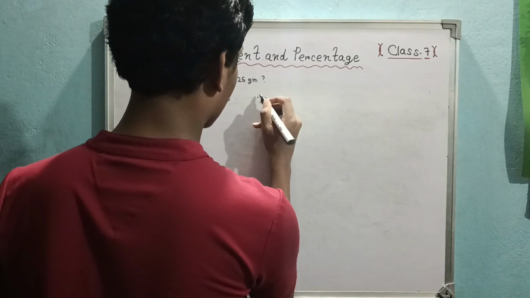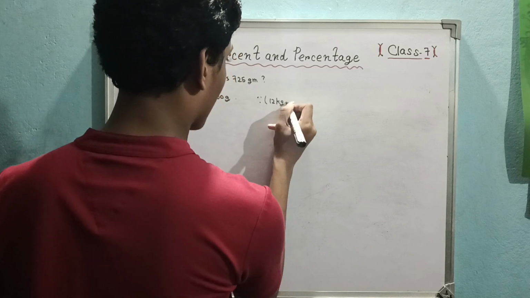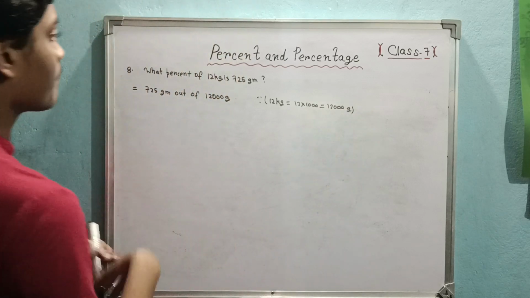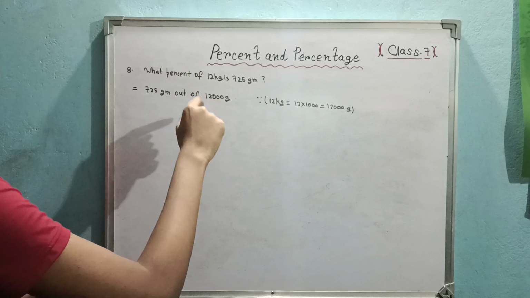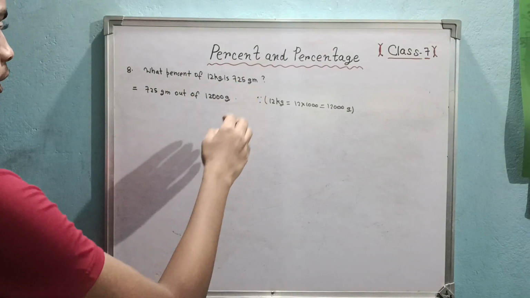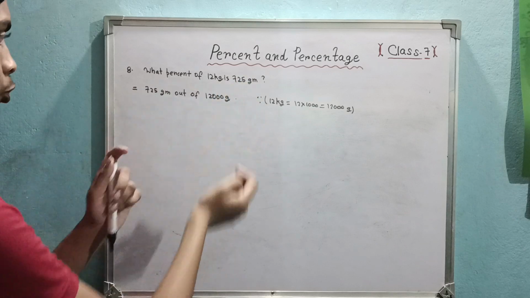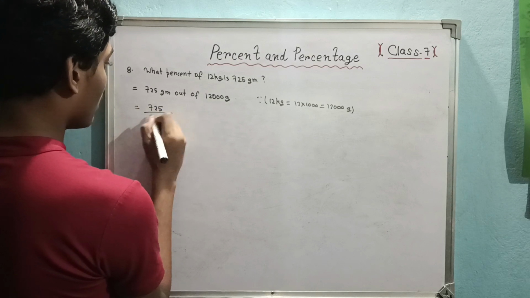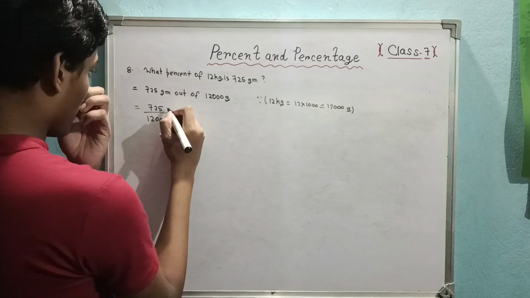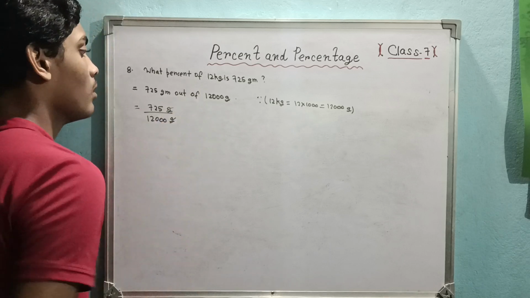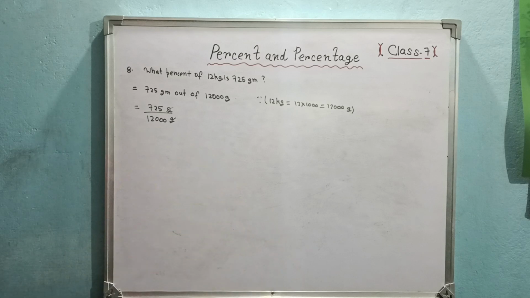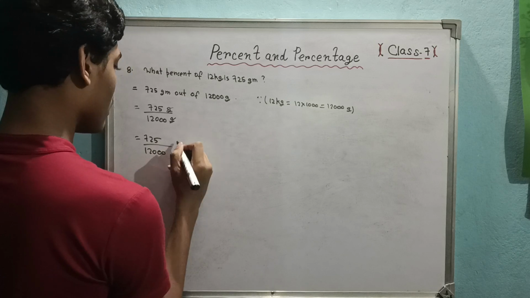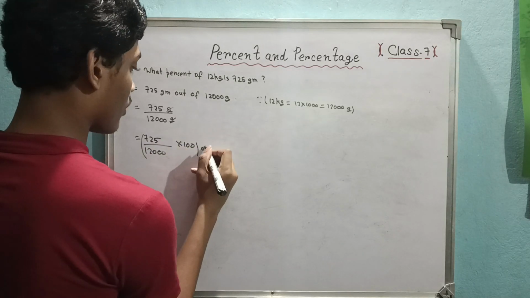Okay. That is the question actually. What percent is 725 gram of 12 kg? First, let's express this 725 gram out of 12 kg as a fraction. This turns out to be equal to 725 divided by 12,000. Gram and gram will get cancelled out. So let's convert this into a percent. That means into 100%, it will be equal to 725 by 12,000 into 100%.